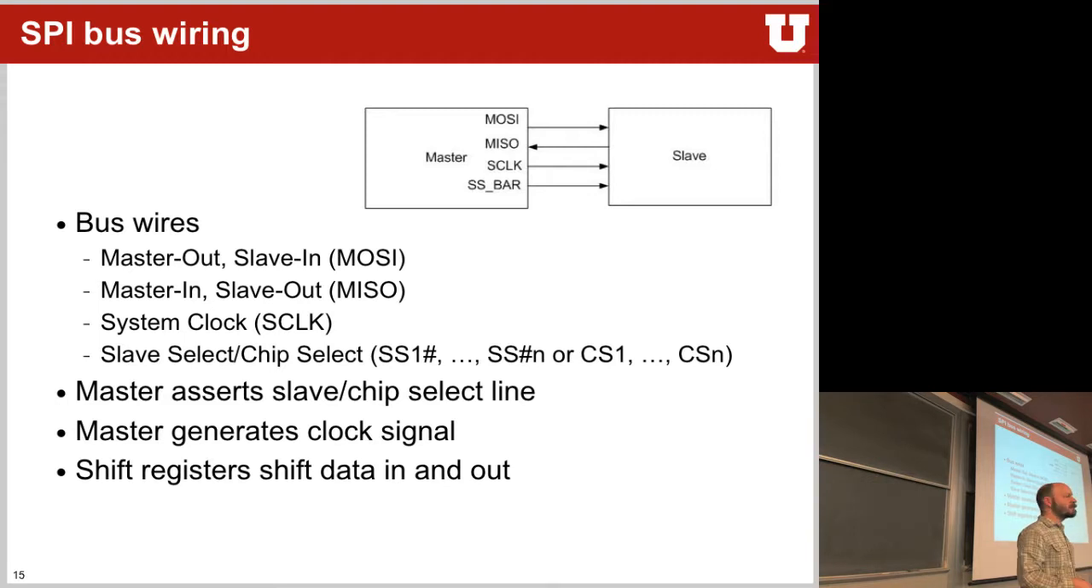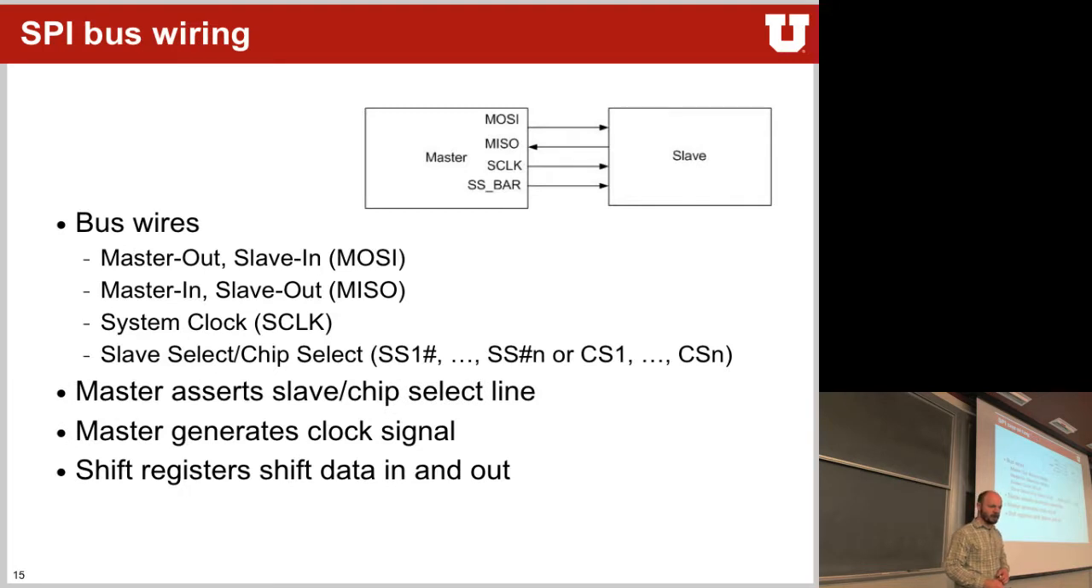MOSI stands for master out, slave in. MISO stands for master in, slave out, which is the other way around. Then you have SCLK, or the serial clock, and SS, or CS. SS stands for slave select, sometimes also called CS for chip select. The main idea is that a master node selects a slave and then starts communicating with it using the clock signal.